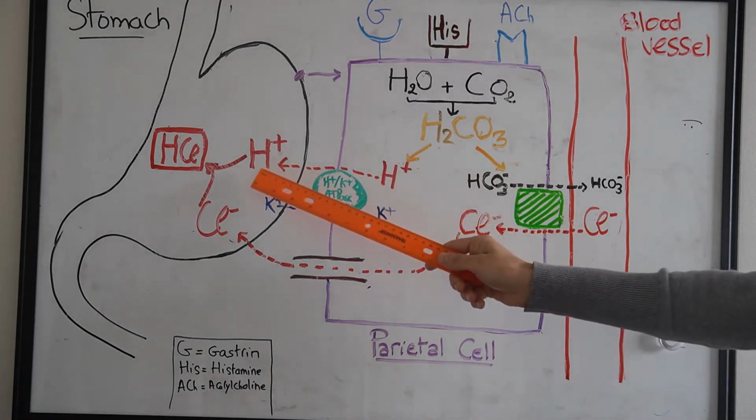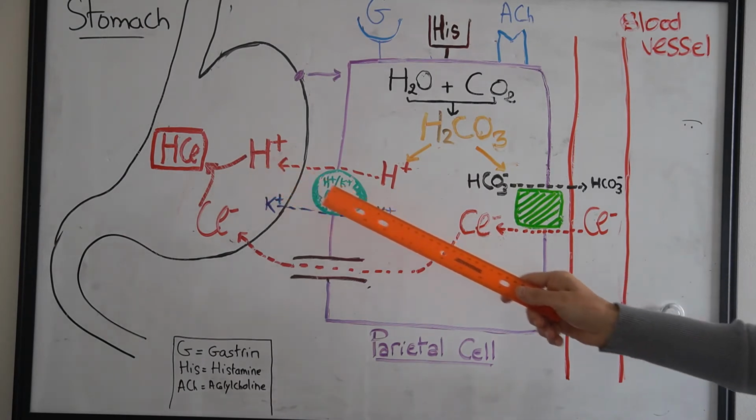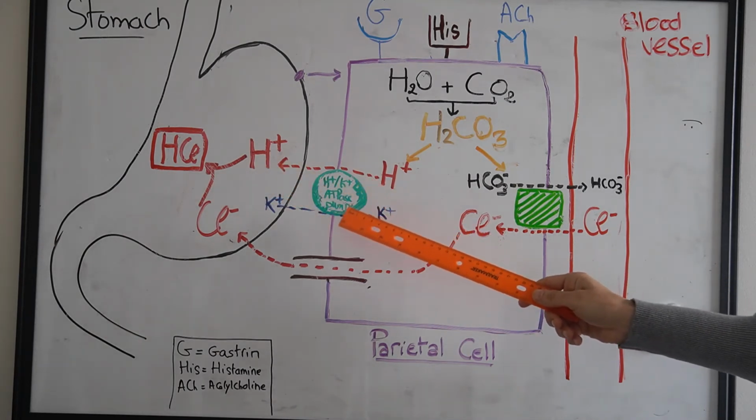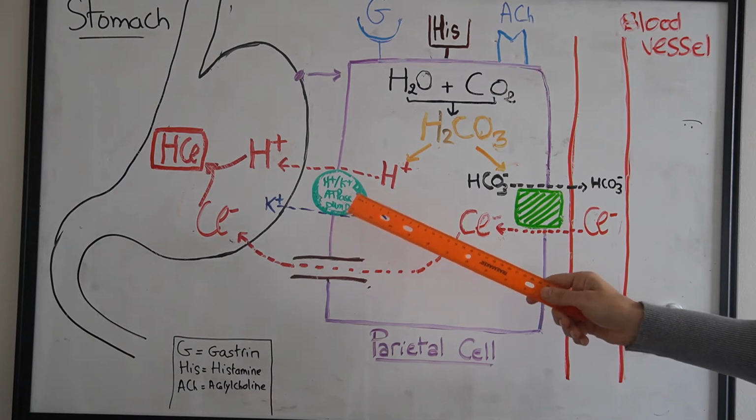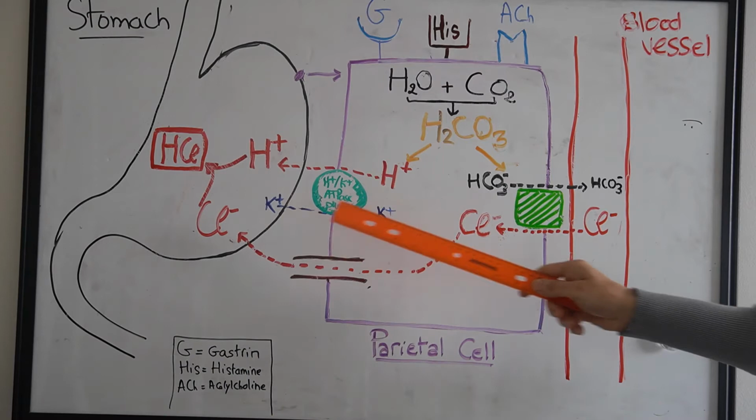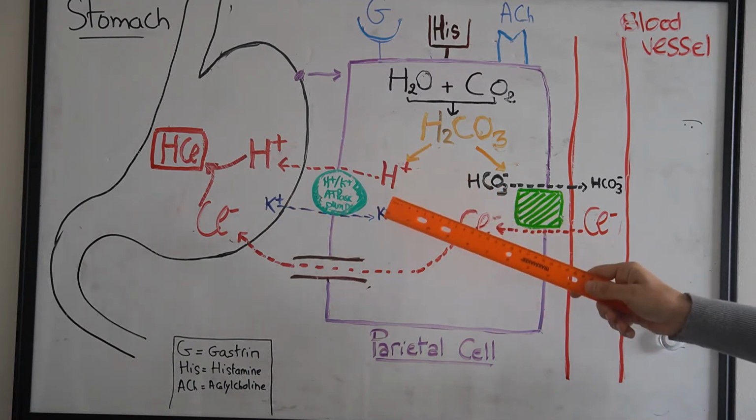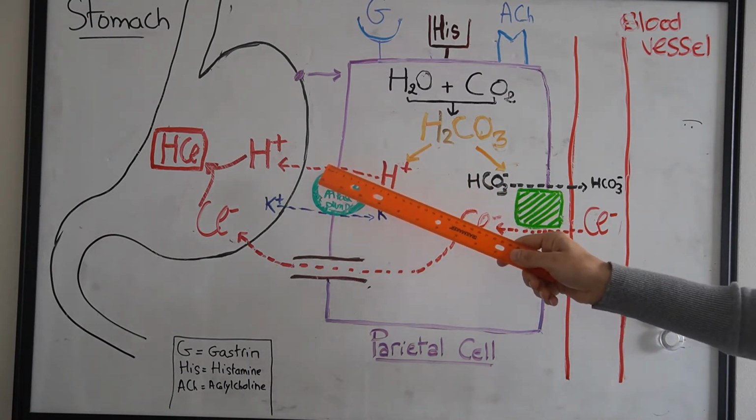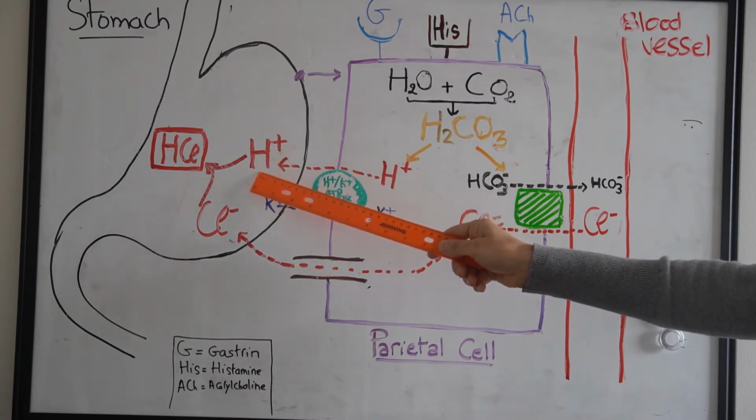Hydrogen is transported into the stomach lumen via a pump named hydrogen potassium ATPase pump or proton pump. This pump uses energy to let potassium come into the cell in exchange of hydrogen, which gets kicked out of the cell into the stomach lumen.